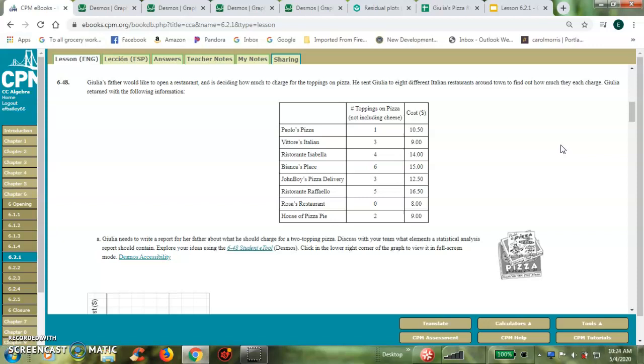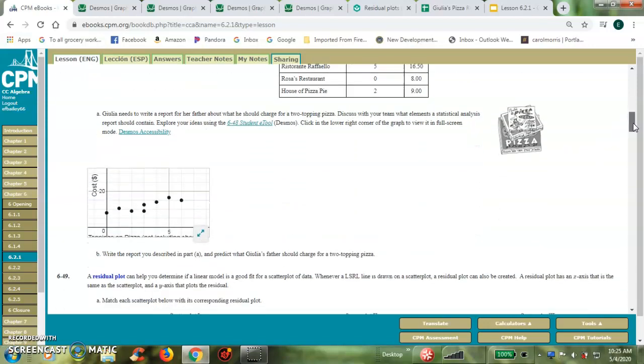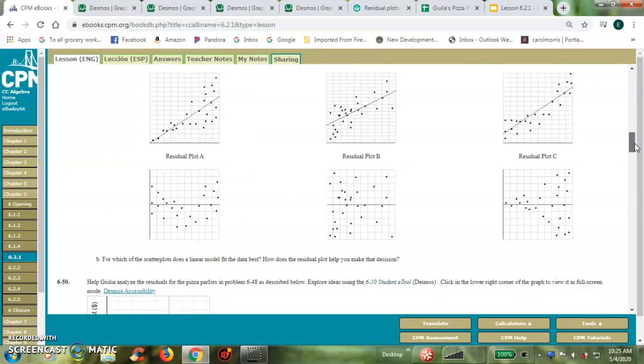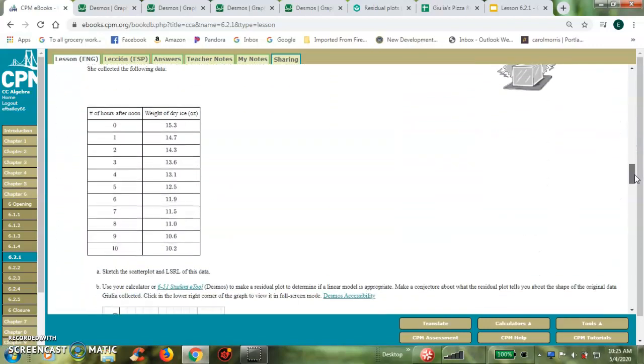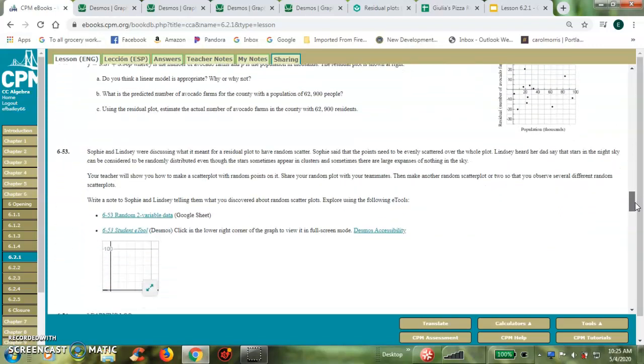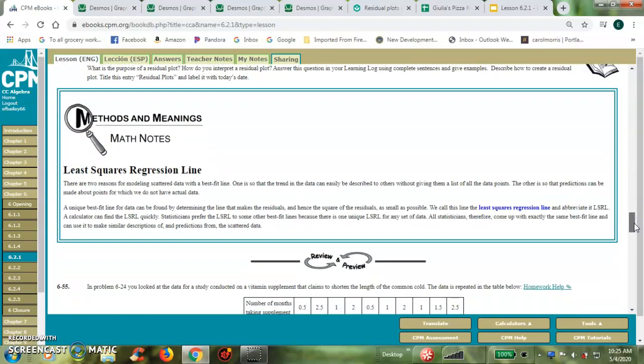Julia needs to write a report for her father about what he should charge for a 2-topping pizza. So we're going to use some of the information that we've already learned to do this. I'm going to scroll down just a little bit to the math notes for today, because the math notes review what we're going to use here. Here is the definition for the least squares regression line.